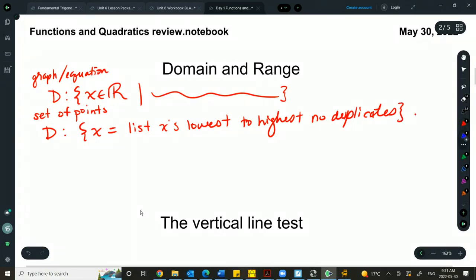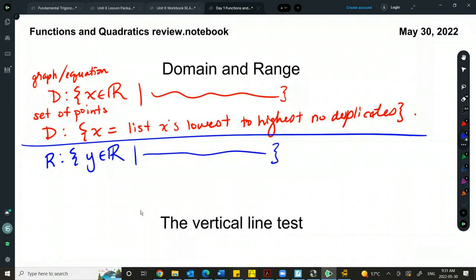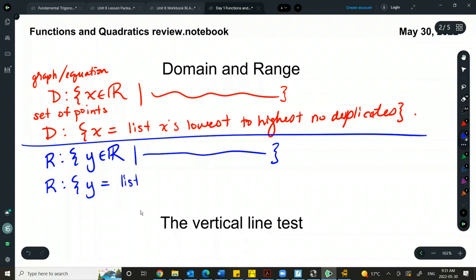For range, we'll do basically the exact same thing. So range for a graph or an equation will be the y's. So y is from the set of real numbers. Then you're going to create an expression in here with greater than or less than or equal to, and so on. That indicates any boundaries or restrictions on y. And then similarly, if we have a set of points, instead we'll just do y equals, and then we'll list the y's, lowest to highest, no duplicates.